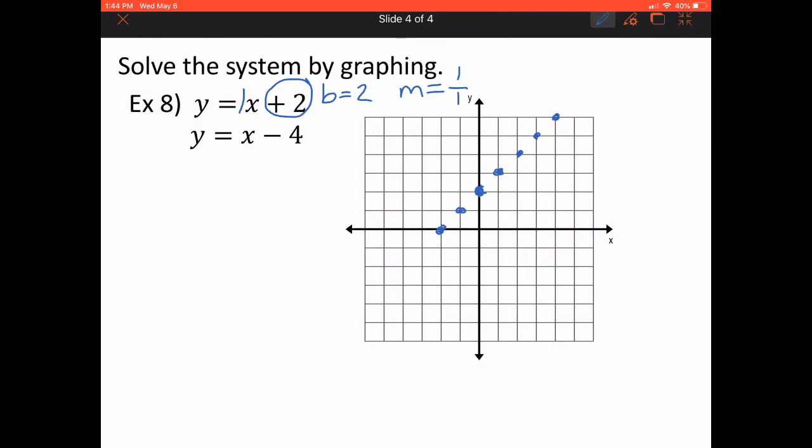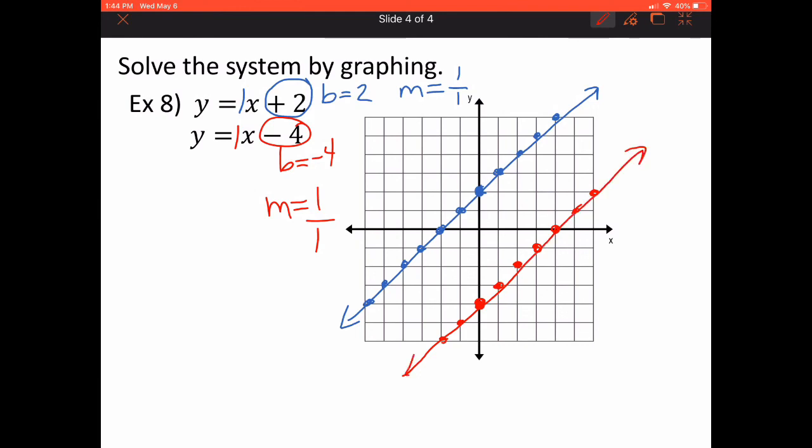And I'm going to keep going as far as I can. You may go as far as you can on your graph too. Draw your line. And now when I go to draw the other one, here's my y-intercept at -4. And I notice my slope is also 1, so 1 over 1. So I'm going to go up 1, right 1 again. And I keep going up 1, right 1 as far as I can, down 1, left 1.